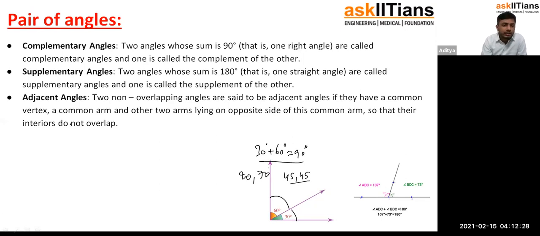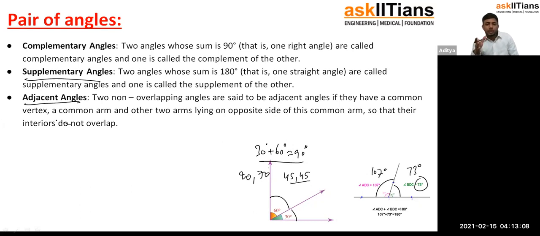What are supplementary angles? Any two angles whose sum is 180 degrees, which is a straight angle only, are called supplementary angles. One is called the supplement of the other. So here we have an example, for instance, 73 degrees, this much, and this angle is 107 degrees. So clearly the sum of both these angles comes out to be 180 degrees only. That's why they are a pair of supplementary angles. What is the supplement of 73 degrees? 107 degrees. What is the supplement of 107 degrees? 73 degrees.